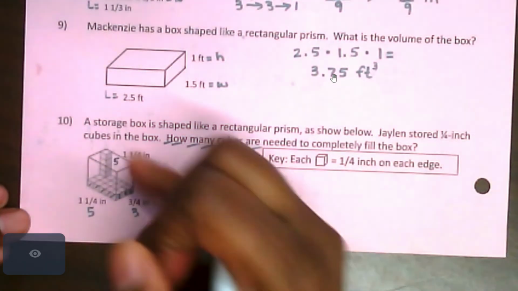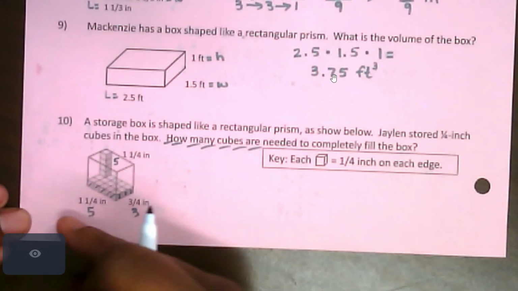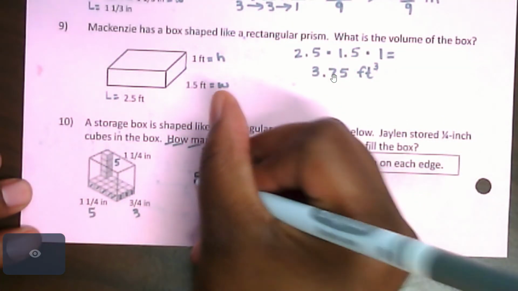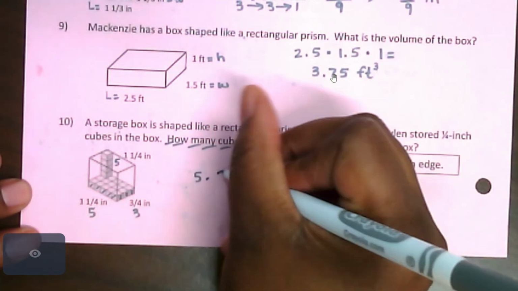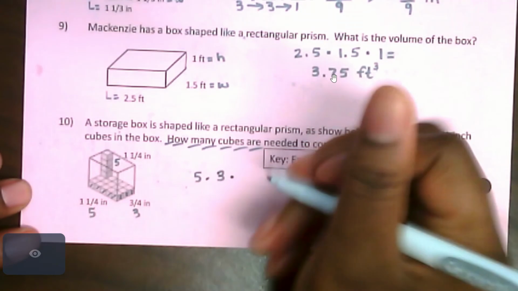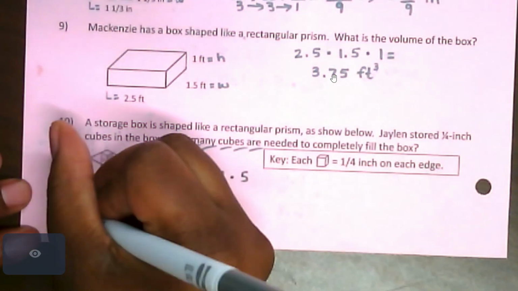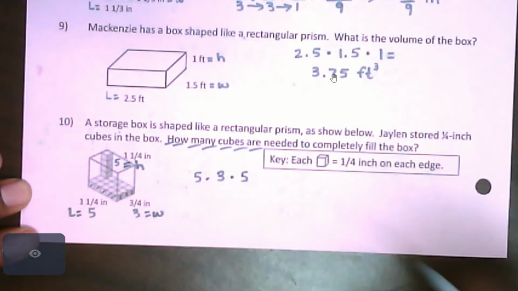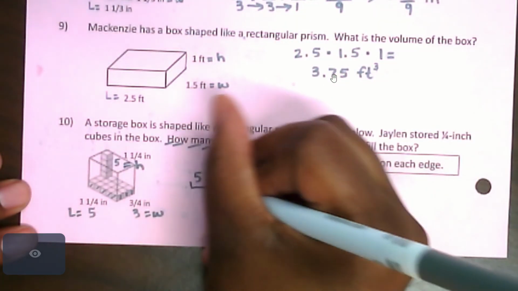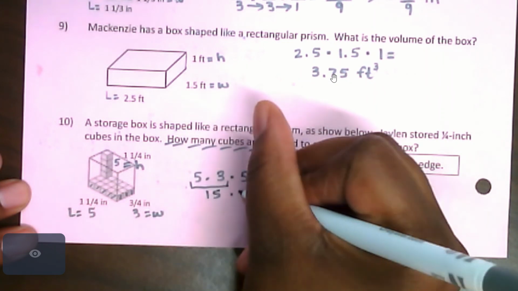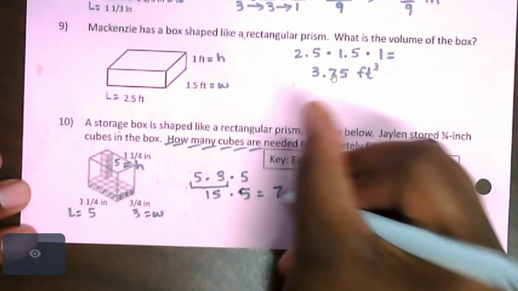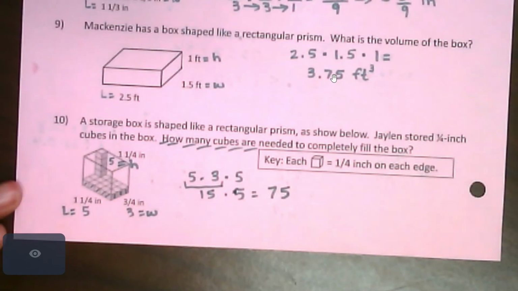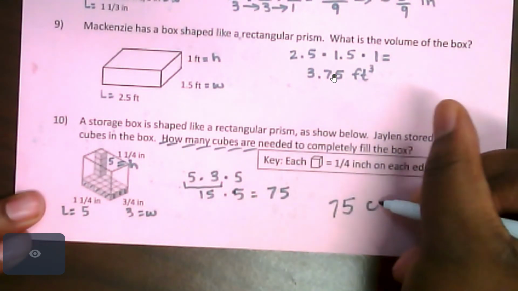So to fill this entire box with cubes, I know that I have to find the volume of how many cubes. So 5 cubes times 3 cubes times the height of 5 cubes. My length, my width, my height. Okay? So 5 times 3 is 15. 15 times 5 is 75. So guess what, guys? How many cubes are needed to completely fill this box? 75 cubes.